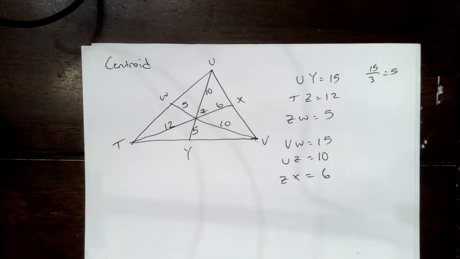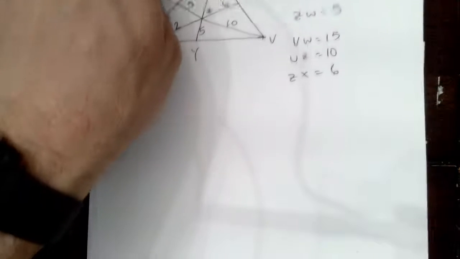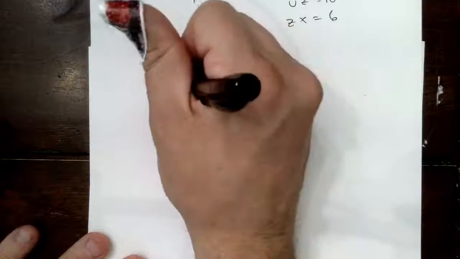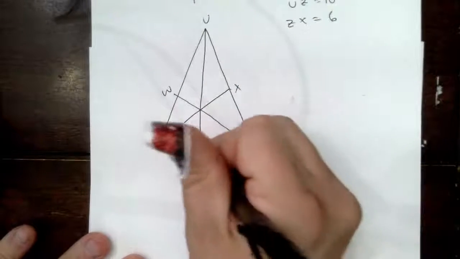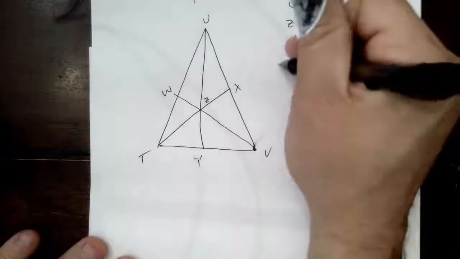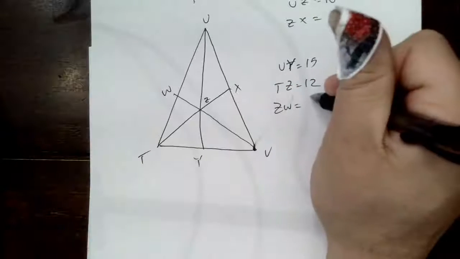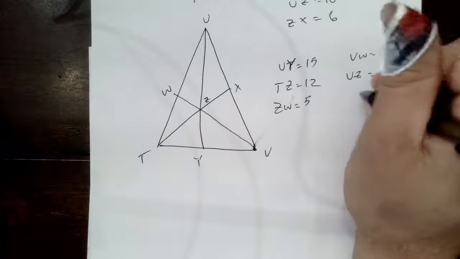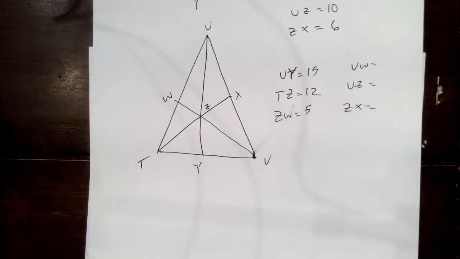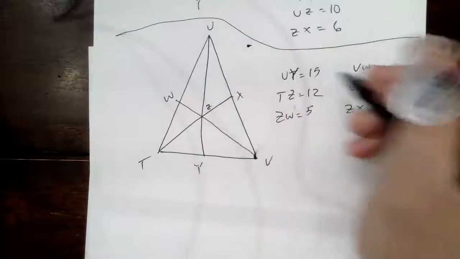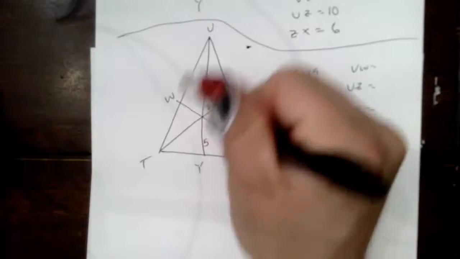So that is an example of centroid. Hopefully that makes sense. We're going to do one more together, and then we'll see where that takes us here. Okay, so this is W, U, X, V, Y, T, and Z. And they tell us that UY equals 15, TZ equals 12, and ZW equals 5. And they want us to find VW, UZ, ZX. Okay. Here we go. UY is this entire line. Remember, if they give us the entire line, just divide it by 3. So 15 divided by 3 is 5, so I know that's going to be 5, which means that's 10.